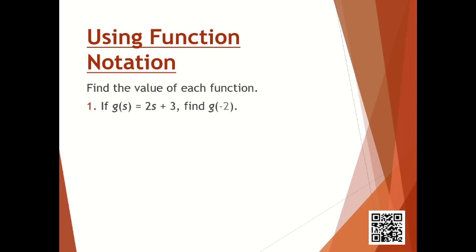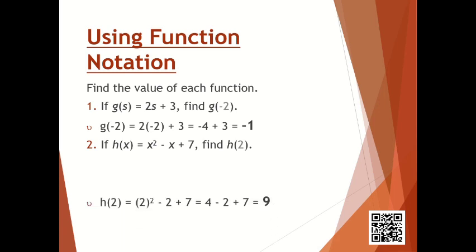So, we have G of S equals 2S plus 3. We are going to find the G of negative 2. Ngayon, bakit G of S? Kasi it describes what variable is being used, which is letter S. Now, we have negative 2 times 2 plus 3. Multiply, meron tayo negative 4 plus 3, which is negative 1.